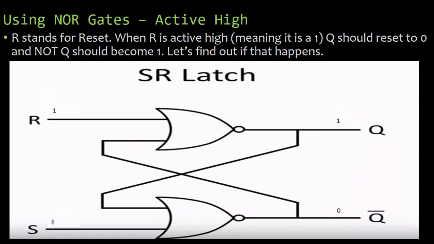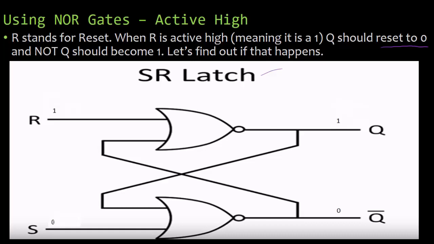All right, so R stands for reset. When R is active high, Q should reset to 0 and not Q should become 1. Because Q and not Q, they cannot be the same number. If Q is 1, not Q must be 0. If not Q is 1, Q must be 0. They both cannot be 1. They both cannot be 0. They are complements of one another.